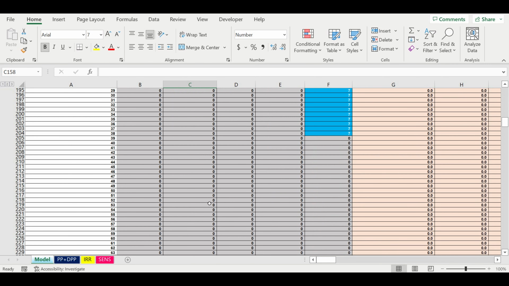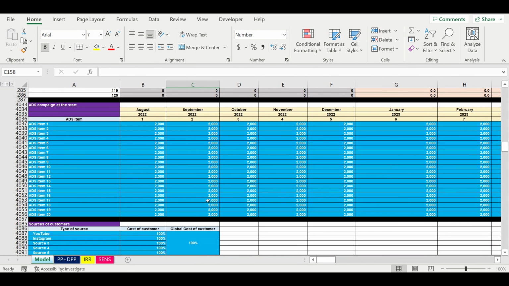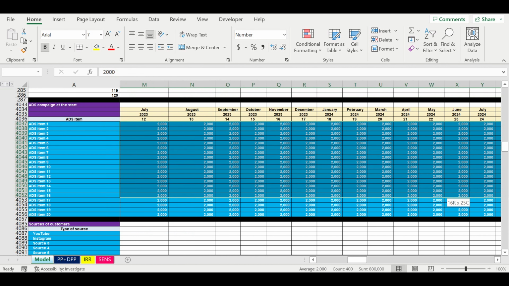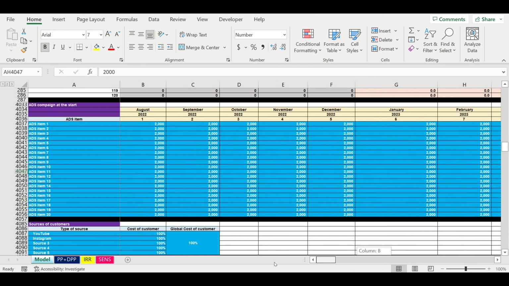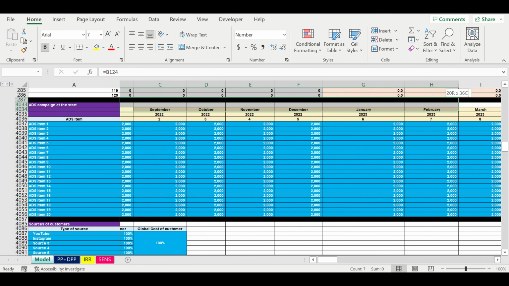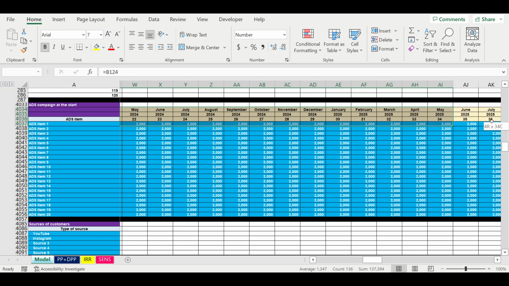Then we move to advertising. At the beginning of operating activity, we have different advertising expenses, and we specify what we invest in during the advertising campaign and when we spend it, in which month. So this is the cost allocation for advertising expenses during the first 36 months of operating activity.